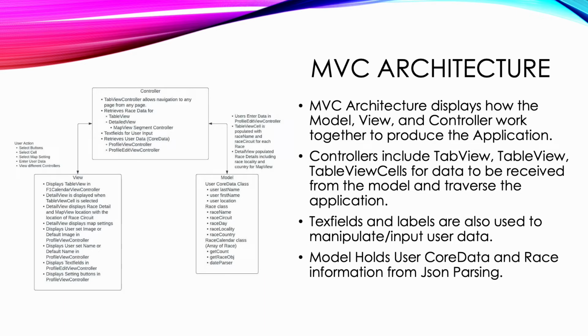My controllers include various controllers used throughout the project, including tab view, table view cells, and numerous text fields and labels. The view portion of the MVC architecture focuses on what is displayed to the user and includes a populated race calendar with selectable cells, a populated detail view, and a populated profile page with options for manipulation of the application, along with text fields and other buttons providing the user with mobility.